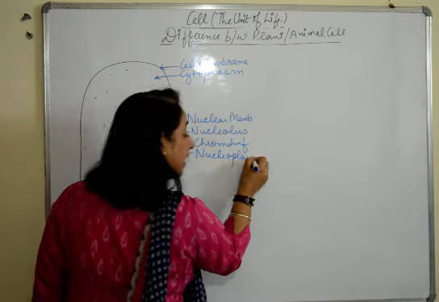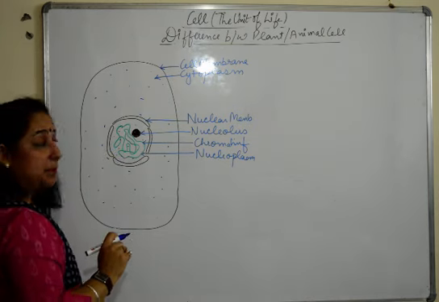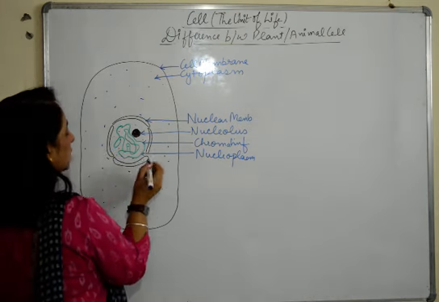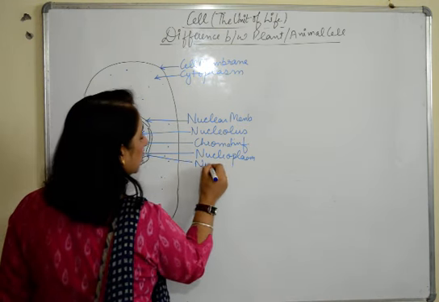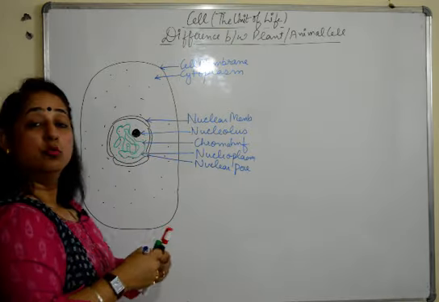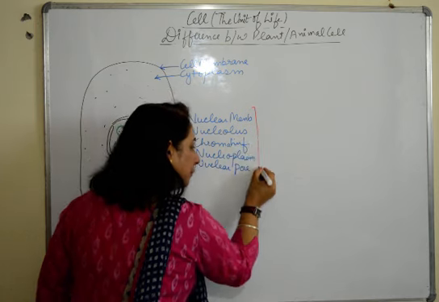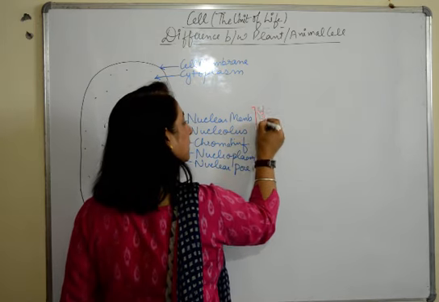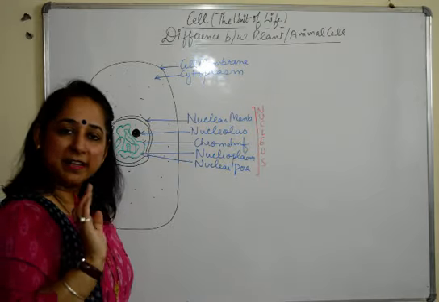nucleoplasm, and again you can see these openings here in the membrane. These openings are known as nuclear pores. So this is the nuclear pore, which is responsible for the movement of the substances in and out of the nucleus. If I just make them like this and write, the main parts have been labeled.